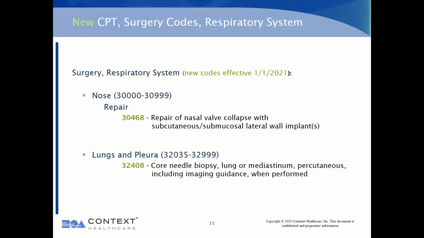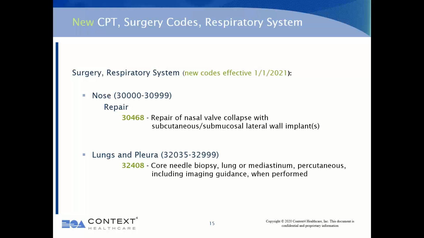2020 code 32405 is being deleted. The description of that code was biopsy lung or mediastinum percutaneous needle. It's being deleted in favor of this new code, the 2021 CPT code 32408. 2 significant differences. First, the new code is worded more clearly regarding core needle biopsy. And second, the new code description includes the guidance, after it was found that more than 75% of the time, the surgical portion and the guidance portion of this service were performed by the same provider.